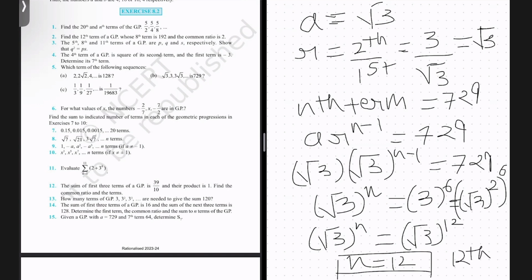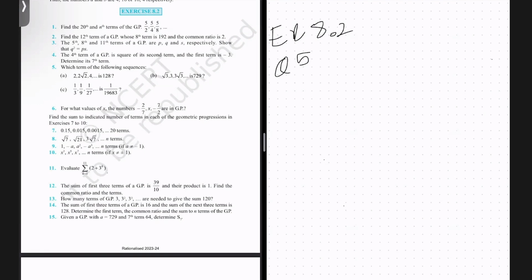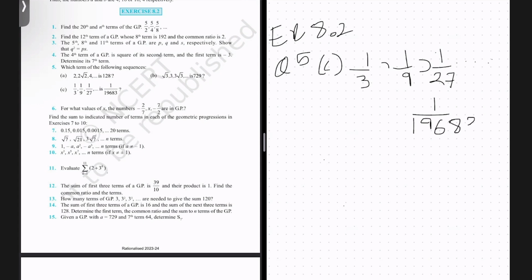Correct? Now, moving on to the last part of this exercise. In part number C, you have been given that the first term is 1 by 3, the second term is 1 by 9, the third term is 1 by 27, and you have been asked to find out which term is going to be 1 by 19683. Correct? So that is what you are going to find out here.